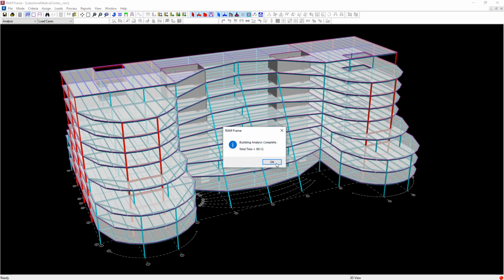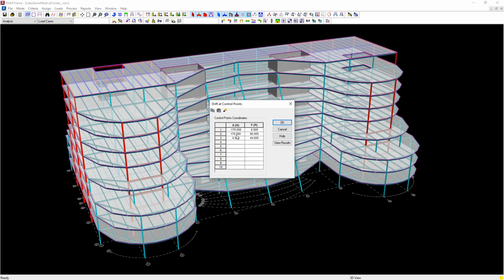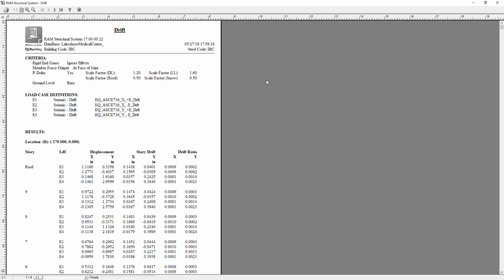After the analysis is complete, we can investigate the results. Let's start out by taking a look at the drift, where we can take a look at the drift at these control points that have been set up for the load cases that have been specified. And we see that in this report, at the given location for the given story, for the seismic load cases, we can see the displacements, the story drifts, and the drift ratios at this location.